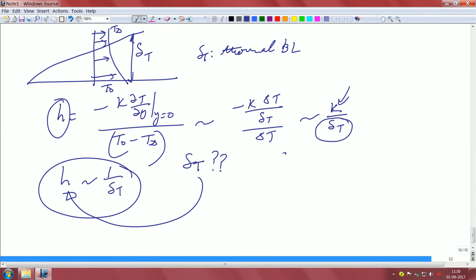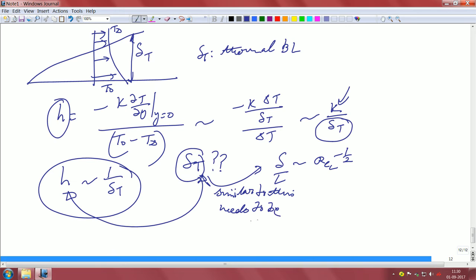So, like we determined that delta is proportional to L to the power of minus half, that we did, right. Similarly, if we can establish a similar thing for delta T, that means the thermal boundary layer thickness, we are done, right. So, if we can establish something which is similar to this, it needs to be determined. Right, something similar to this needs to be determined. Am I right? It is clear from this particular point.